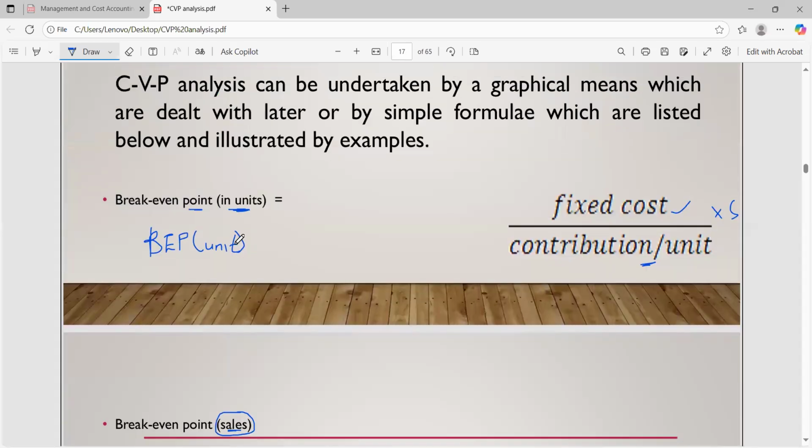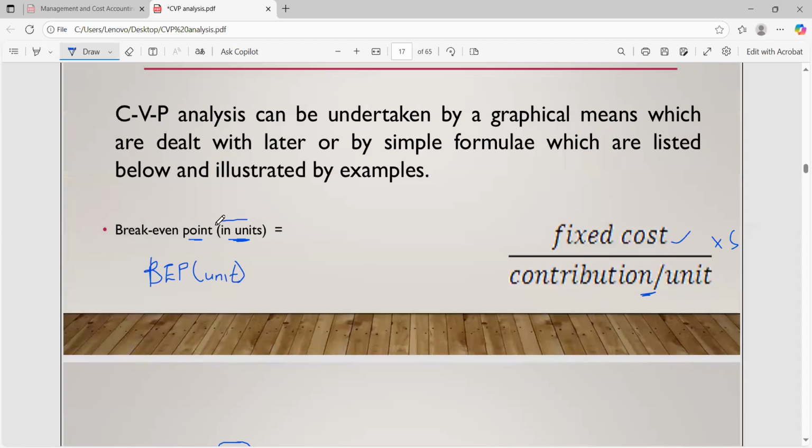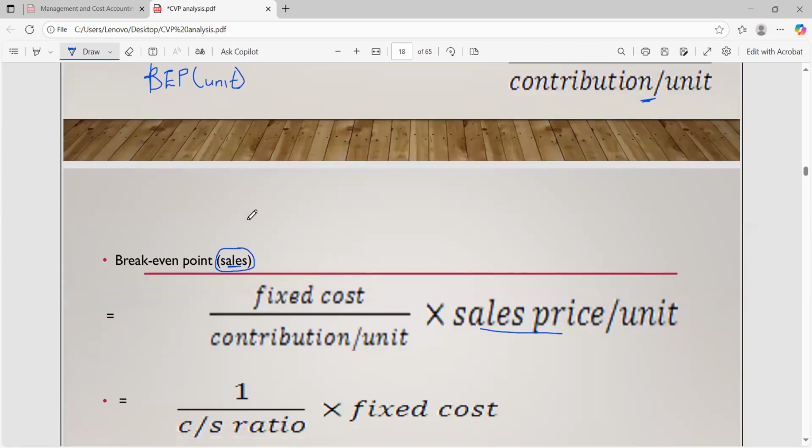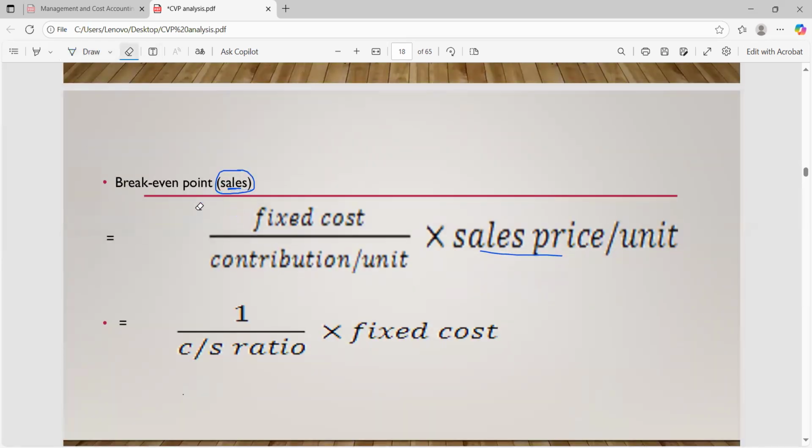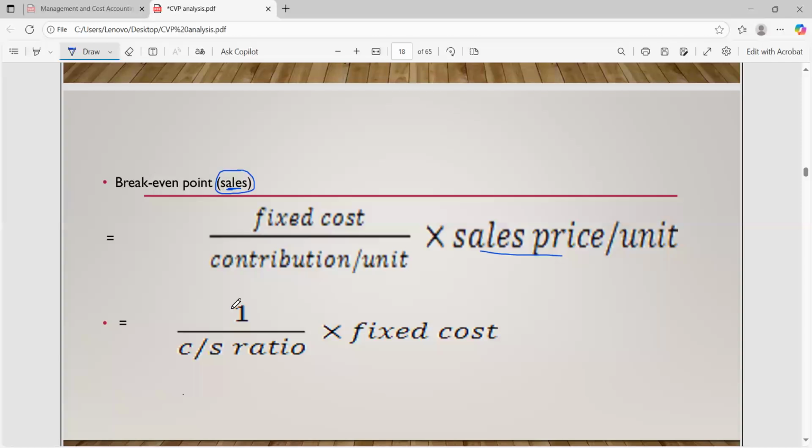Please, the first is break-even in units without multiplying it by the selling price. The next is break-even in sales by multiplying it by the selling price. Another way of determining break-even in sales is to write 1 over your contribution per sales ratio, contribution per sales ratio multiplied by fixed cost. Now, be mindful.